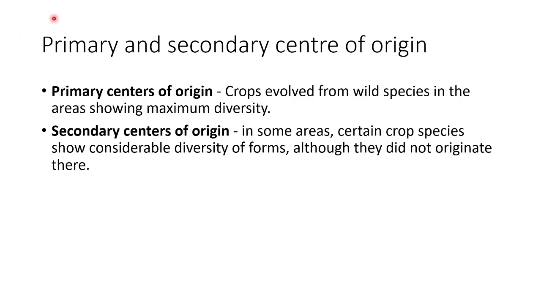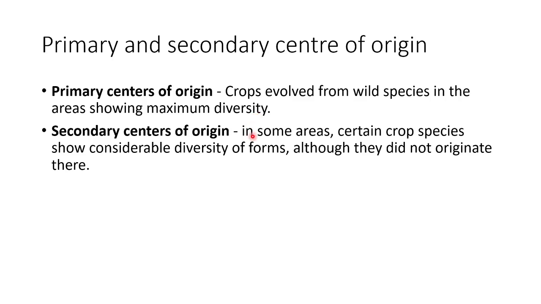Coming to the centers of origin, there are two types: primary and secondary center of origin. What is the primary center of origin? The crop evolved from the wild species in the area showing maximum diversity. So the primary center of origin means that the crop evolved from the wild species in the area showing its maximum diversity.